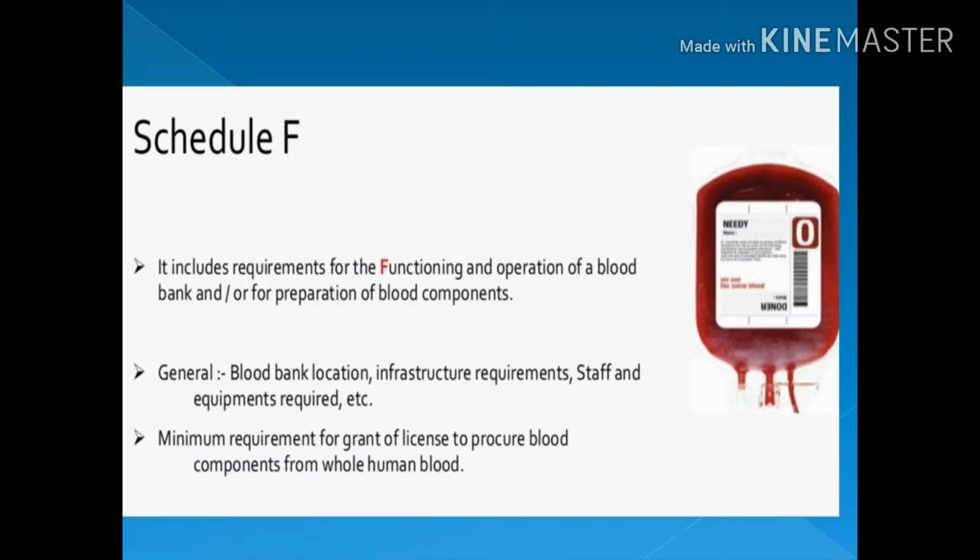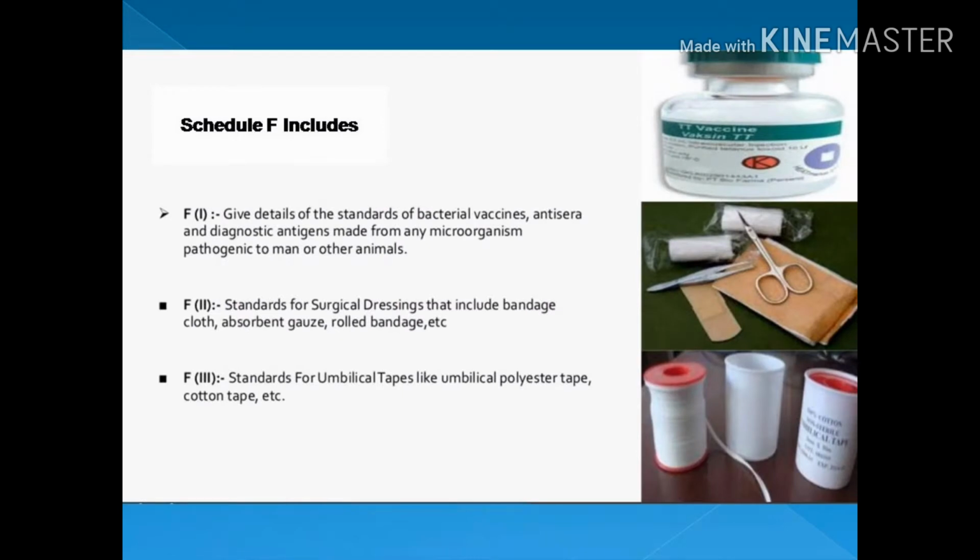Schedule F includes the requirements for the functioning and preparations of a blood bank and for preparation of blood components. This covers general blood bank locations, infrastructure requirements, staff and equipment required, etc., and the minimum requirements for grant of a license to procure blood components from whole human blood. Schedule F is further divided into three parts: Schedule F1, F2 and F3.